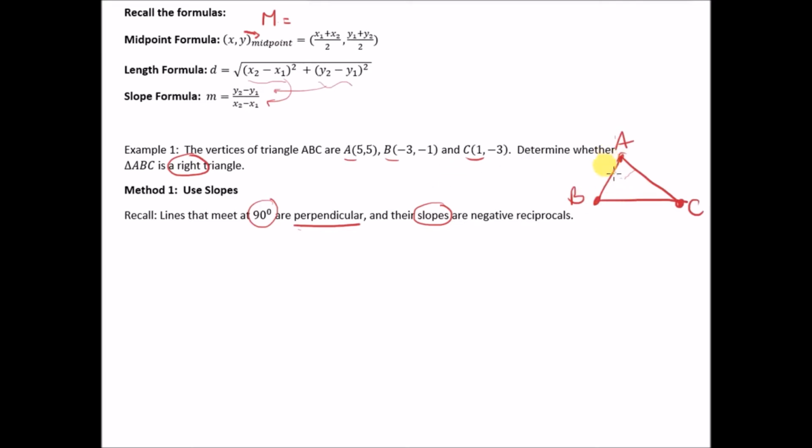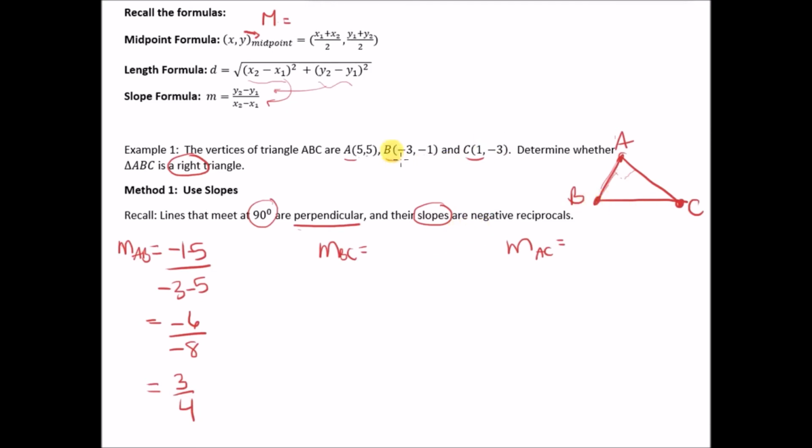What we have to do is find the slope of all 3 line segments. So let's start by finding the slope of AB. Then we're going to find the slope of BC. Then we're going to find the slope of AC. So, the slope of AB, -1 minus 5 over -3 minus 5. I get -6 over -8, which reduces to 3 over 4.